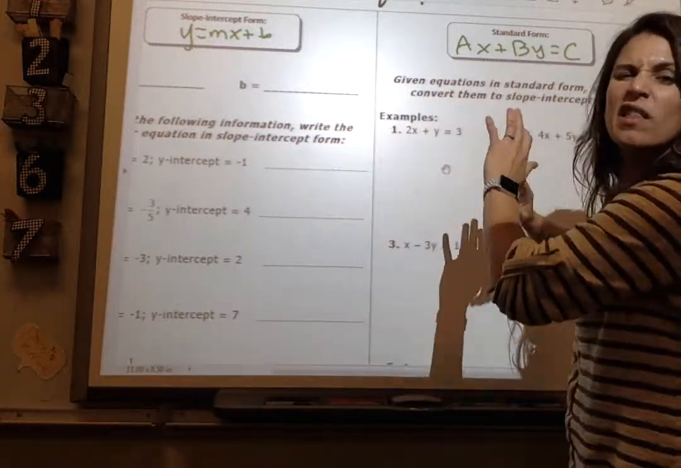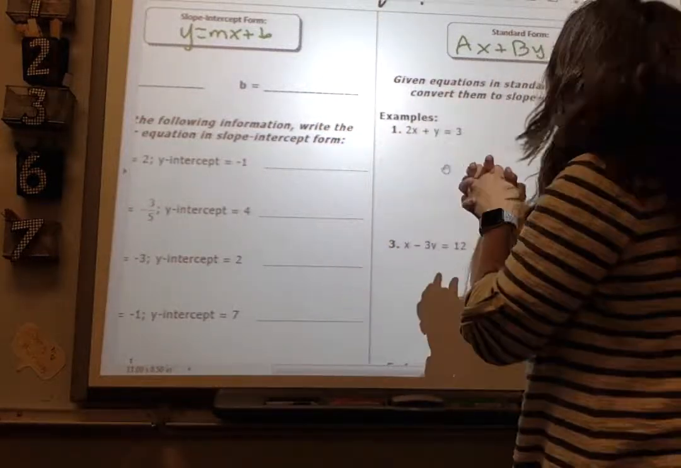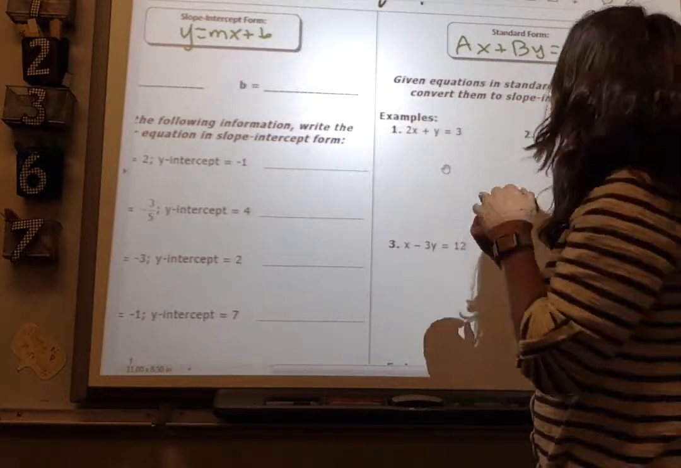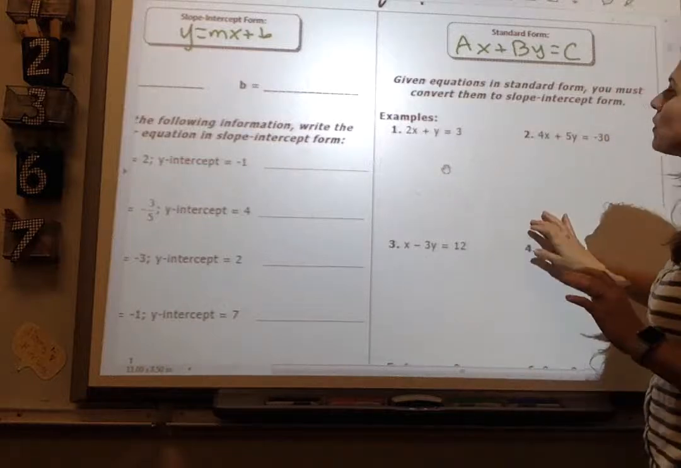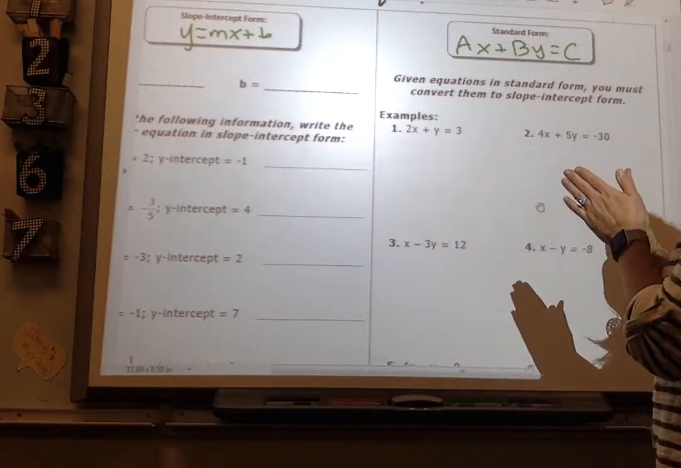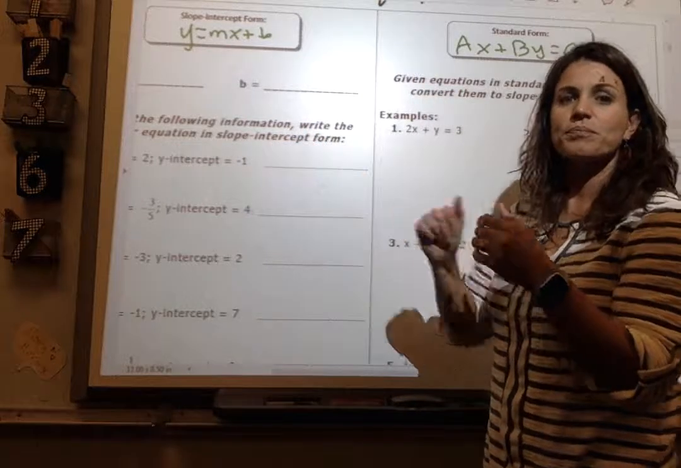So standard form, I want you to think it's real pretty, right? Everything's a whole number. A is always going to be positive, depending on textbook or teacher. But A is going to be positive. So let's take a look about how do we get standard form into slope-intercept form.